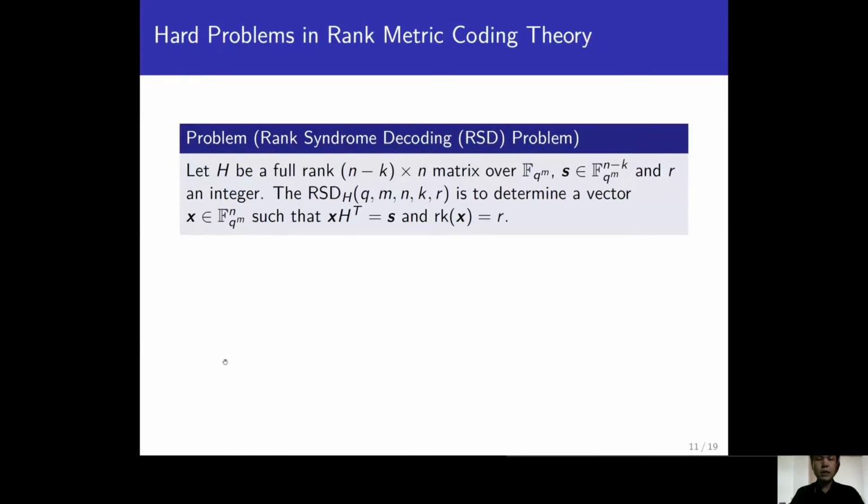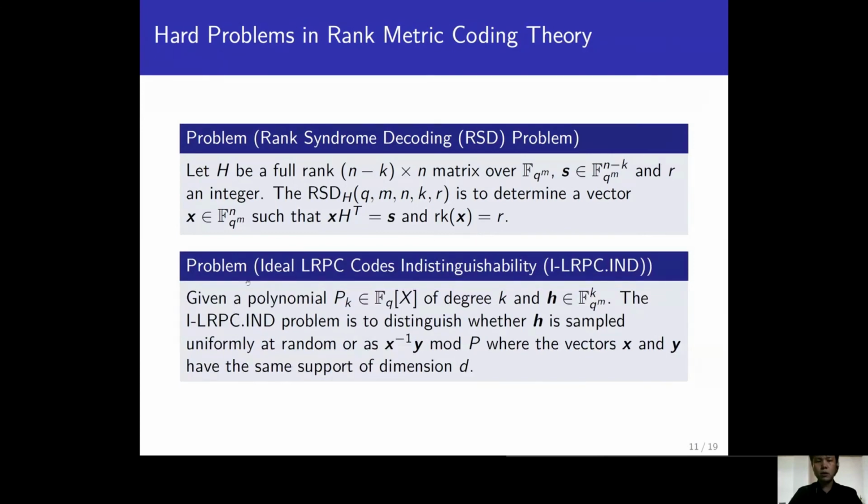So in our signature scheme, we also rely on some of the hard problems in rank metric coding theory. The most common one that we use is the rank syndrome decoding problem. Basically, it is the rank version of the syndrome decoding problem in the Hamming metric. We are given a syndrome S equals X H transpose. Are we able to determine this X of low rank? That's the rank syndrome decoding problem.